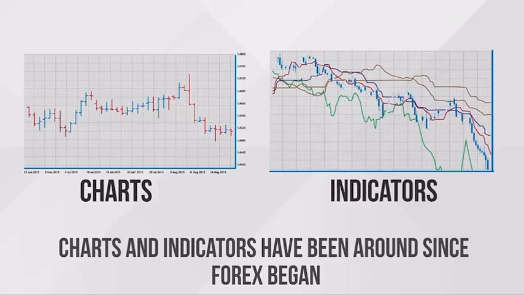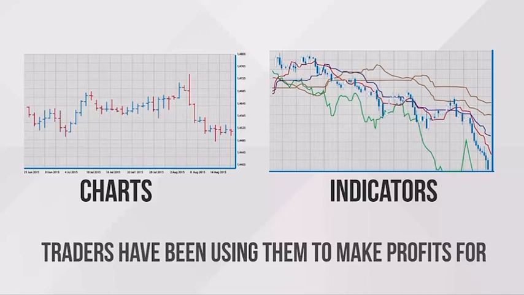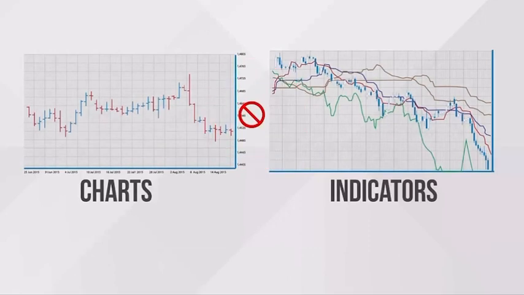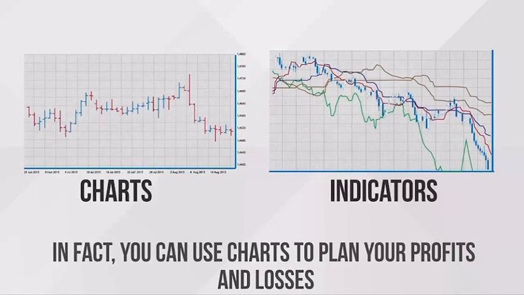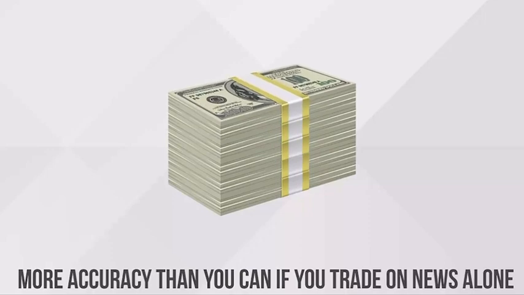Charts and indicators have been around since Forex began, and traders have been using them to make profits for that entire time. If they didn't work, it would have been discovered long ago. In fact, you can use charts to plan your profits and losses with much more accuracy than you can if you trade on news alone.